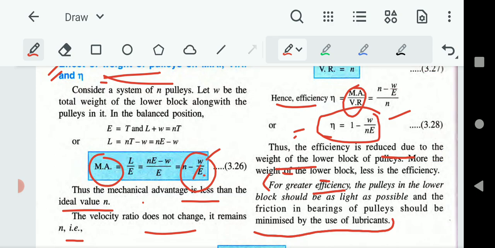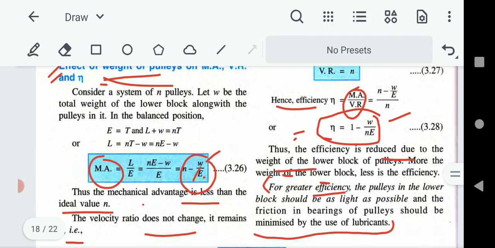That's why we generally use lubricants in a pulley system, whether it is a block and tackle or one fixed and the others movable. So we have to use some lubricants so that we can reduce the friction, and we should reduce the weight of the pulley. So these are all the parts of this chapter, and thank you all.